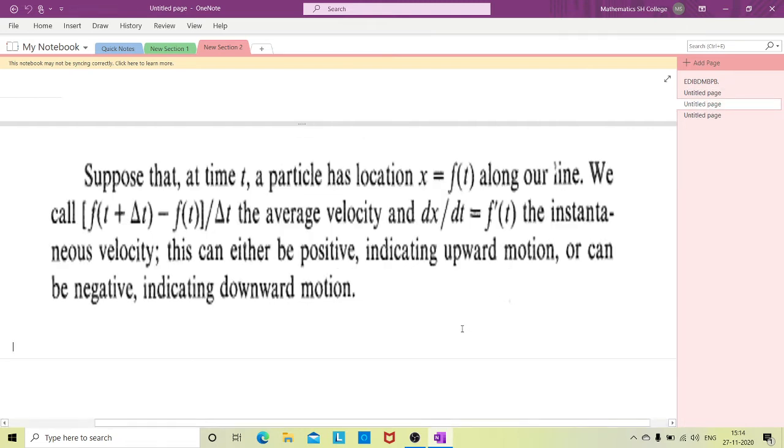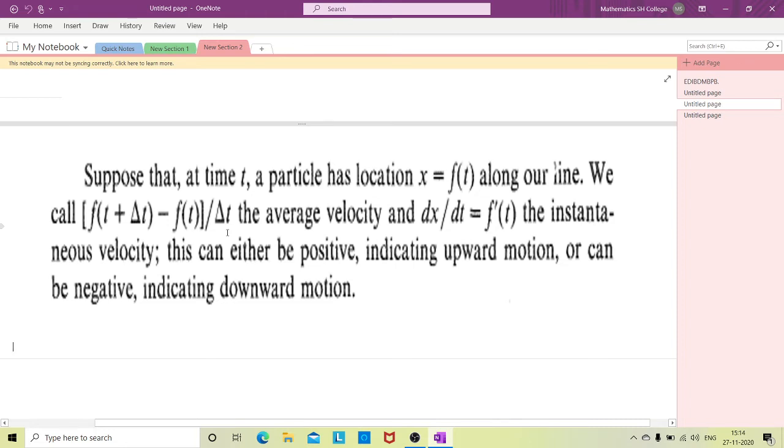Now, this can be applied to a particle also. Suppose that a particle at time t has a location x equal to f of t along a line. Now we know that average velocity, we call it by f of t plus delta t minus f of t, whole divided by delta t.